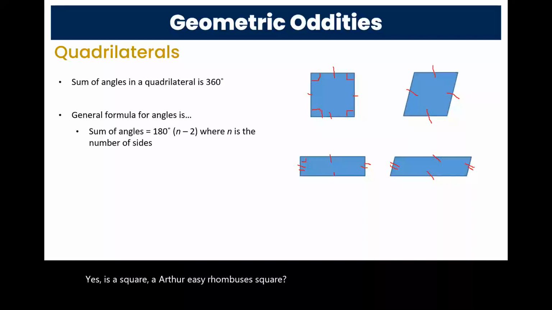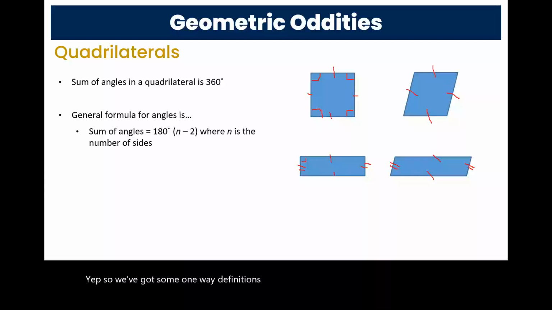A rhombus is not a square. Is a rhombus a rectangle? Nope. Is a rectangle a parallelogram? Is a square a rectangle? Yep. So we've got some one-way definitions here.